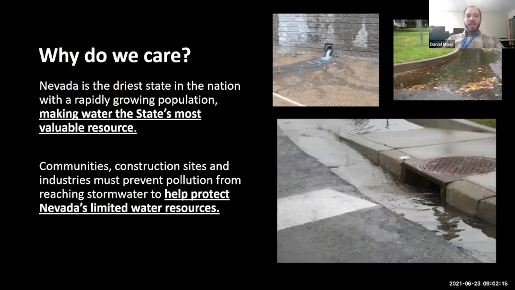I think I've explained why we care in about a million ways, but I'll just point out that Nevada is actually one of the driest states in the country, and it also has a very rapidly growing population. And so this is an important reason to think about water in a special way, and to honor the water that we do have here in the state, because I think everybody knows it's not going to come from rain very often. It's all based on the snowpack and flows down from the Truckee River, from Lake Tahoe.